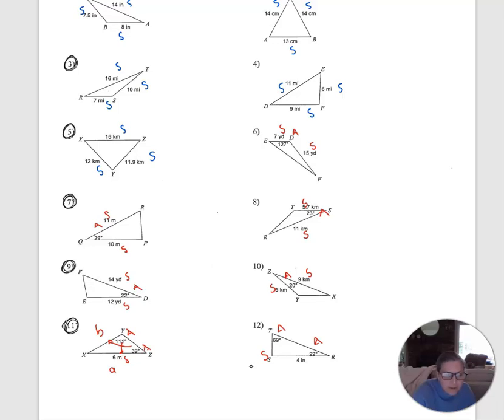So remember the law of sines. You've got the sine of 111 over 6 equals the sine of 39 over B. Okay, and we'll use that.